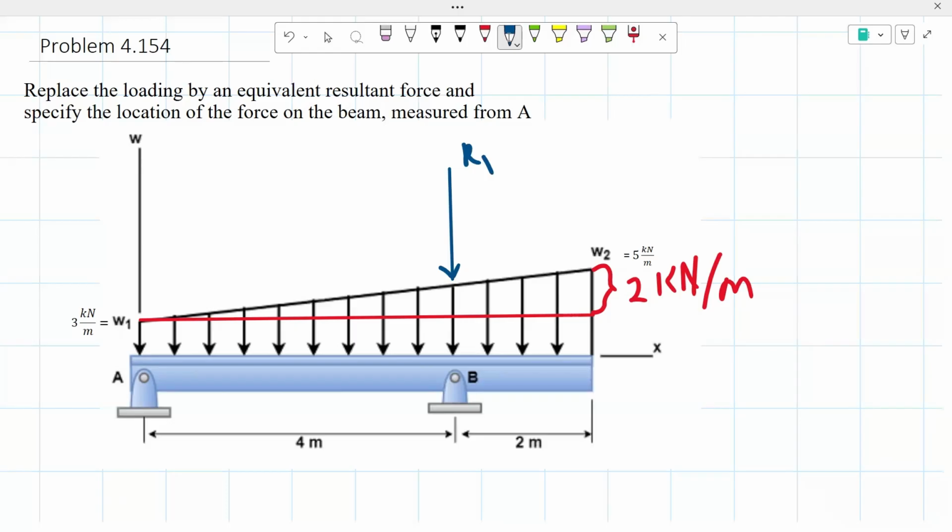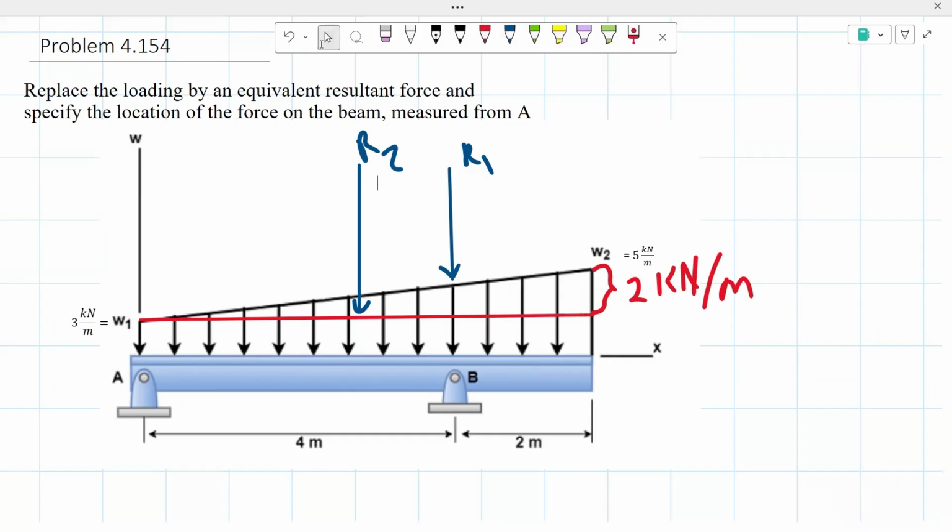And for our concentrated force of our rectangle, since it has that constant unit loading, we know that that's going to be found exactly mid-span of our beam. So half of 6 meters is 3 meters, so we know that it's going to be somewhere around here for our concentrated loading of our rectangle.